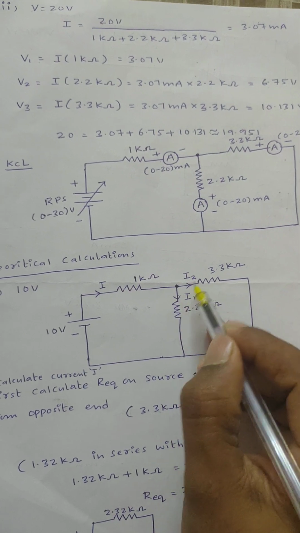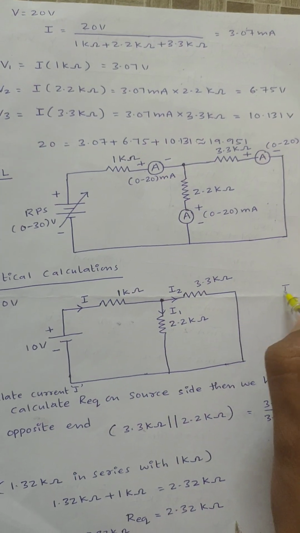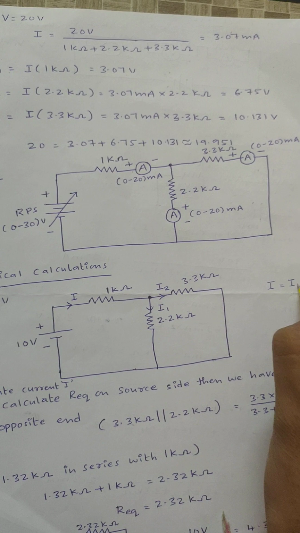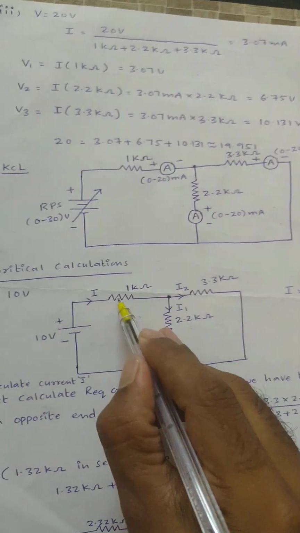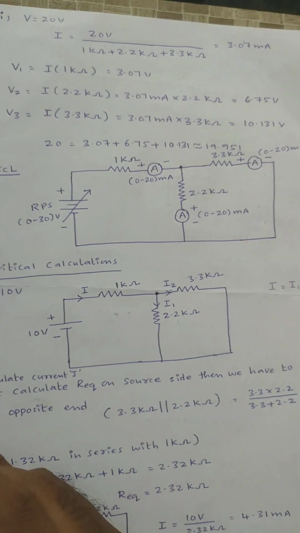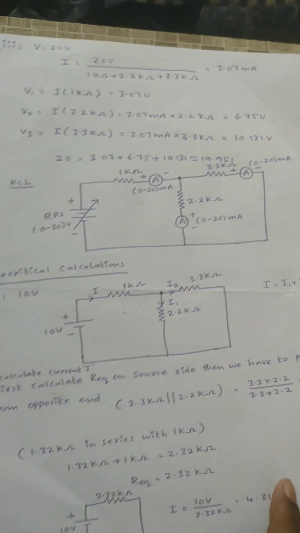The outgoing currents are I1 and I2, right? That means here I need to satisfy total current I is equal to I1 plus I2. That means at a particular junction the sum of incoming currents is equal to the sum of outgoing currents. That is the statement of KCL.